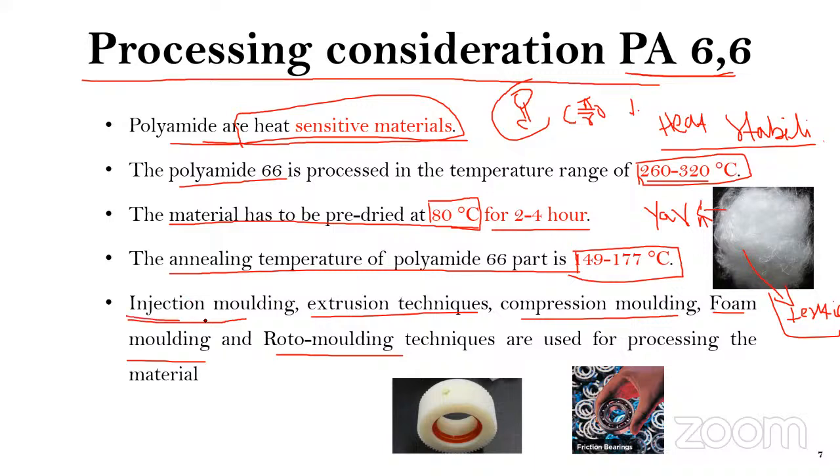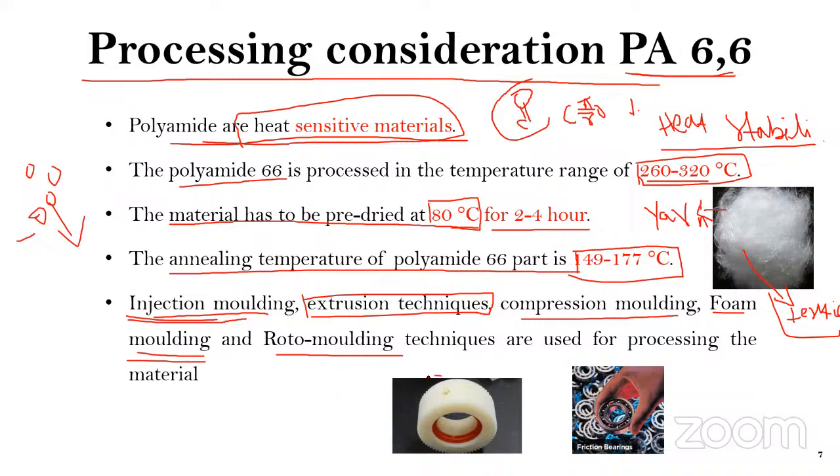This polyamide 6,6 or nylon 6,6, we can do injection molding of it. We can do extrusion techniques. If we use extrusion, you can form it into pellet form, or we can prepare the master batch also, and that can be further used for injection molding, or you can supply it as a raw material. We can also use compression molding, foam molding and rotomolding for nylon 6,6.